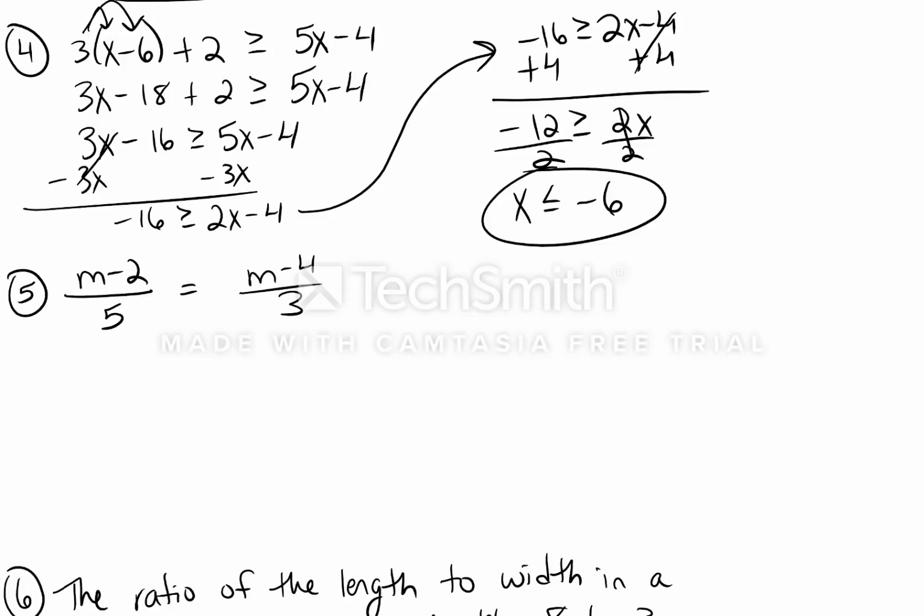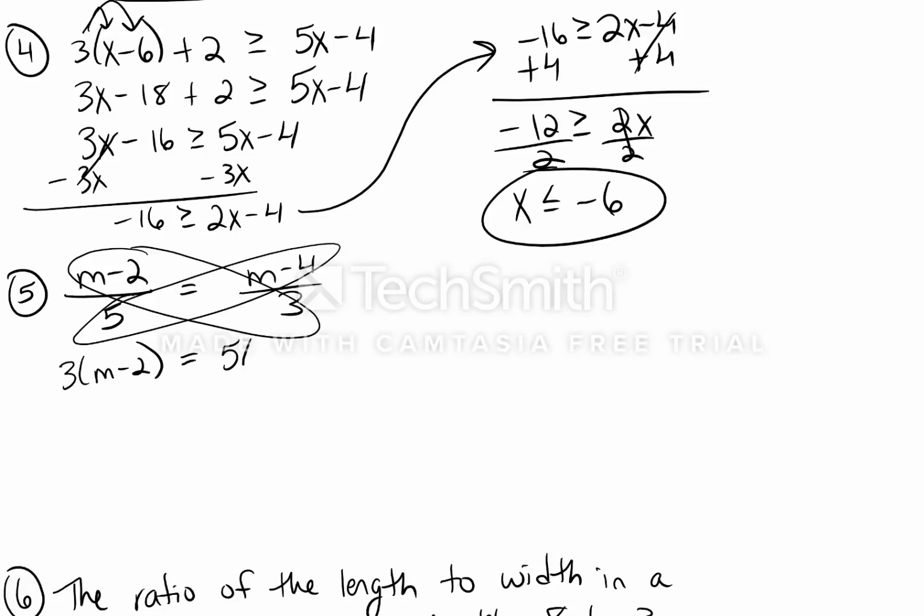Problem 5, it gets a little easier. All you have to do here is cross multiply. So I'm going to multiply the 3 times the m minus 2 and the 5 times the m minus 4. So I'm going to get 3 times m minus 2, and I'm going to show that here. Try not to distribute on the fly. Show all your steps here. Show your arrows for distribution to make sure you've covered your bases. You get 3m minus 6 equals 5m minus 20.